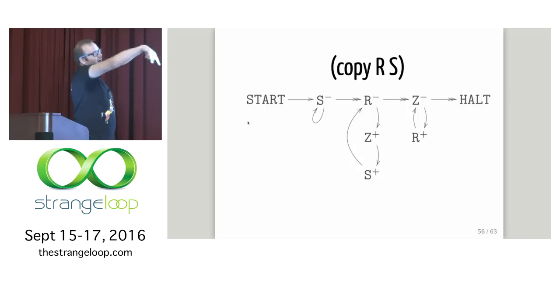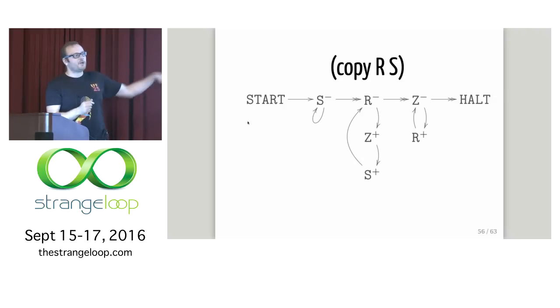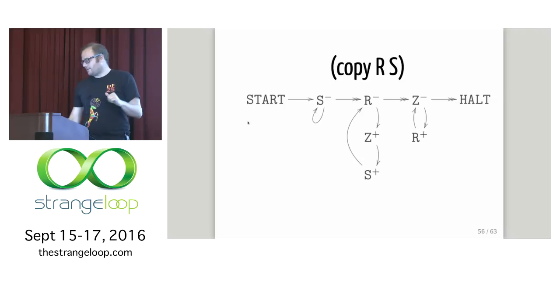And then copy Z back into R, yeah? So we copy the register we're interested in. We zero out the register that's the target. We copy the register we're interested in somewhere else. We copy it back into two places, and we've copied, okay?